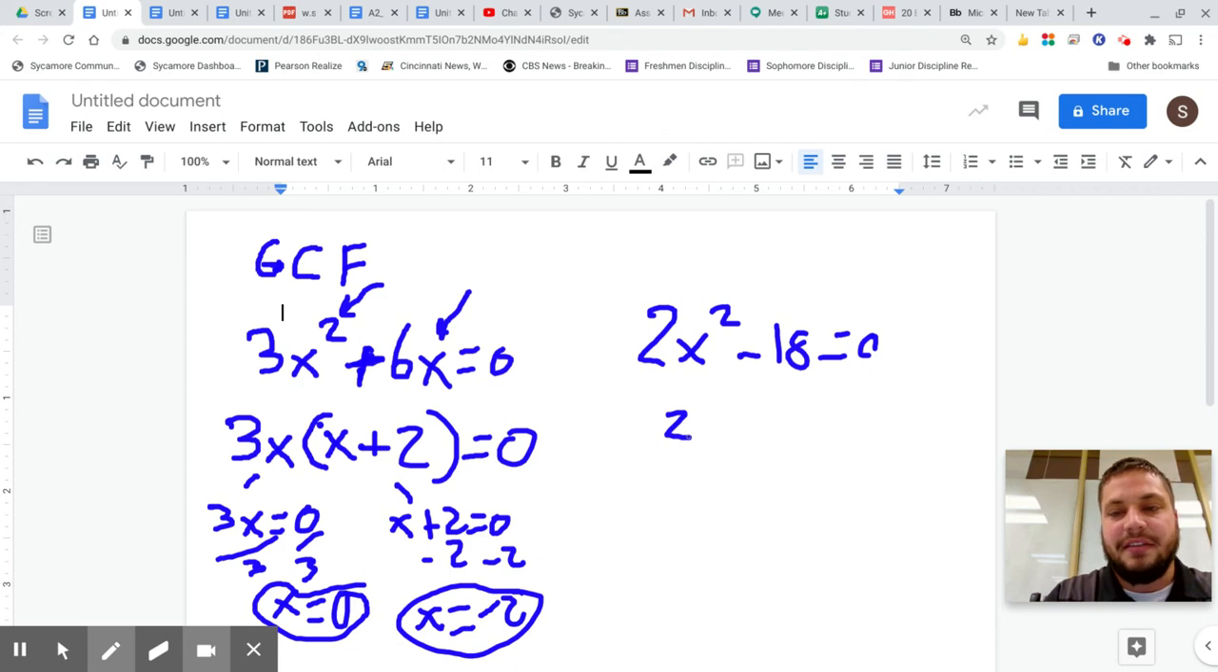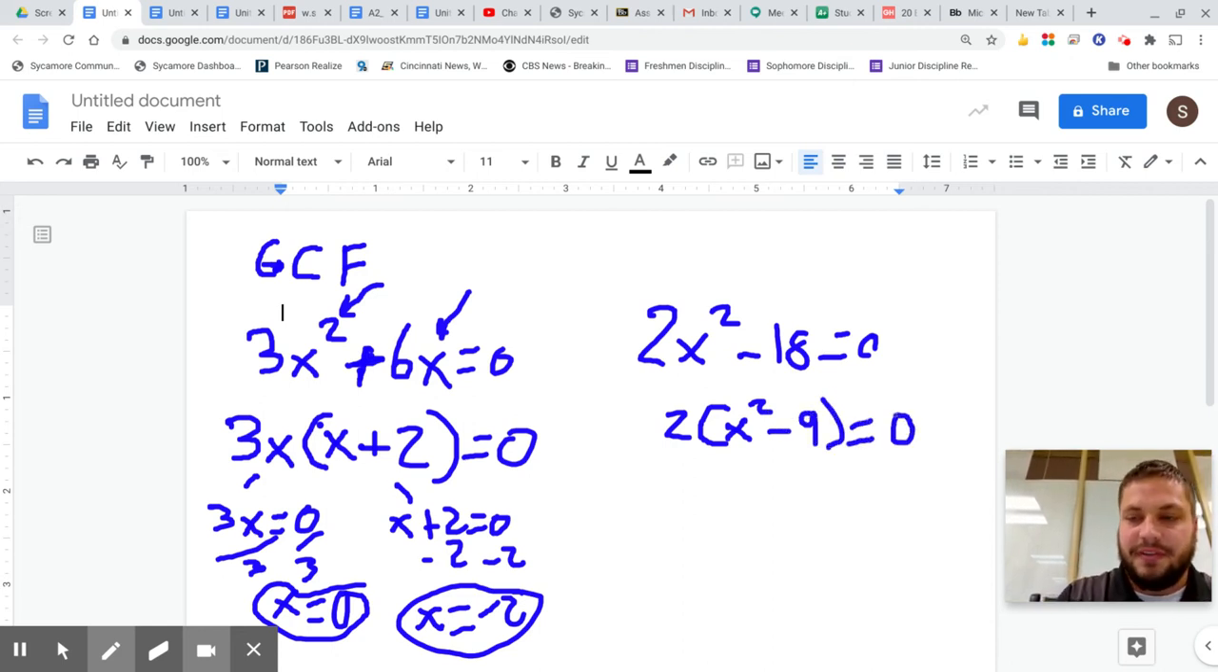Okay, I can't take a letter off of any of these because the 18 does not have an x to give. So now I open up my parenthesis. Okay, I took the 2, but the x squared is still there. 18 divided by 2 is 9. Okay, now I'll just set each one of these things equal to 0.